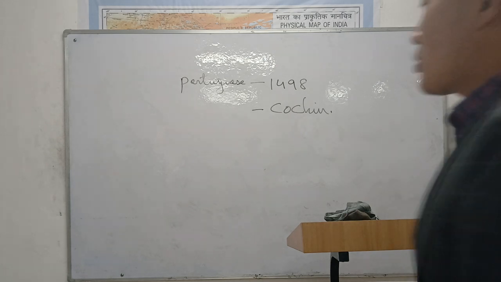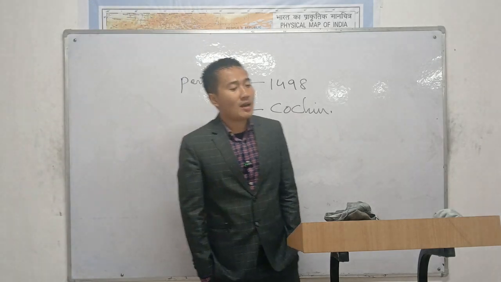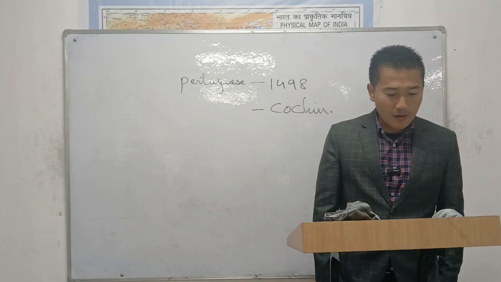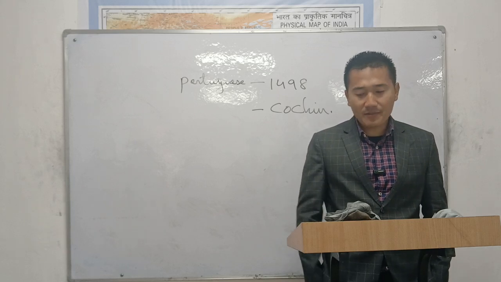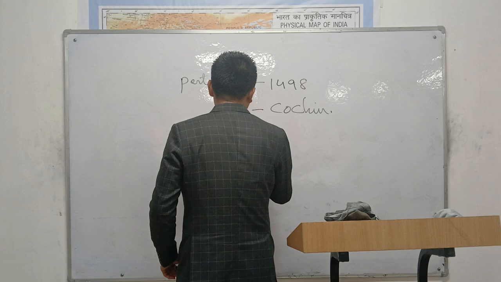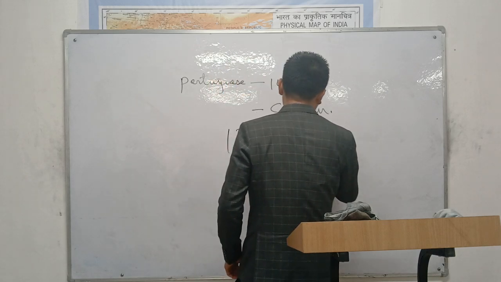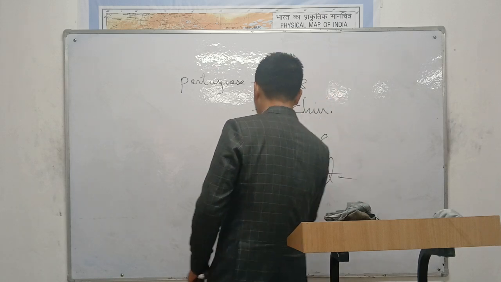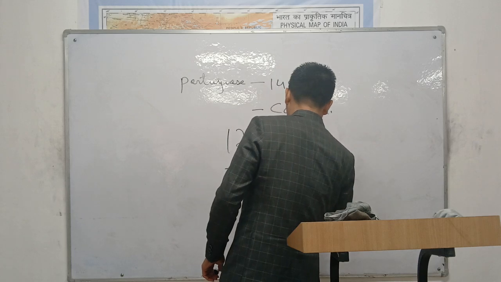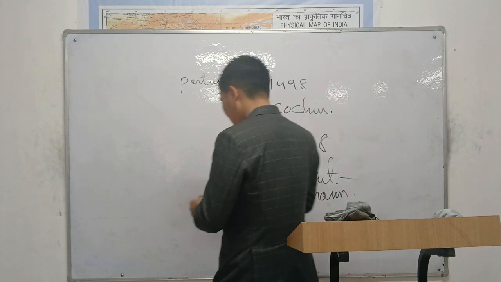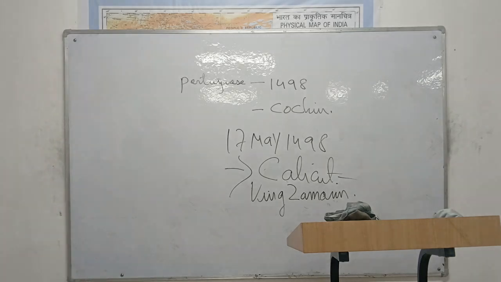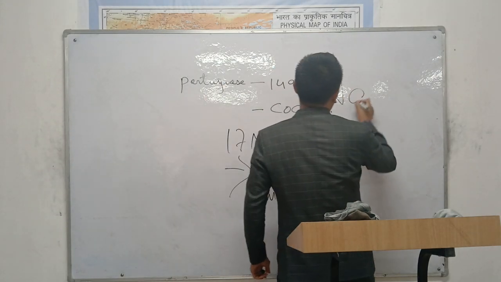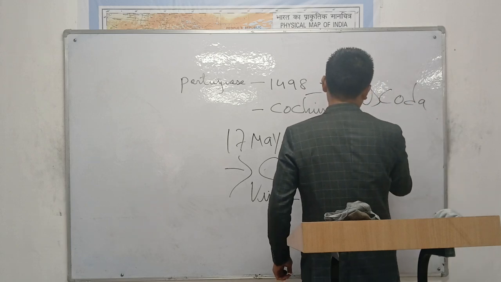And here comes Vasco da Gama. Please write down: Vasco da Gama was the first Portuguese who came to India on 17 May 1498, and landed in the city of Calicut. Often asked in exams. A local king, King Zamorin, was ruling over present-day Calicut. And here comes Mr. Vasco da Gama.